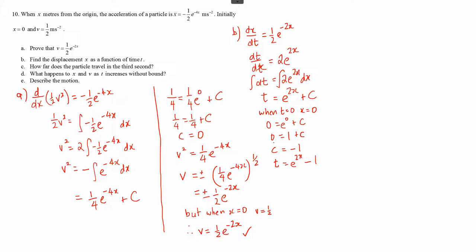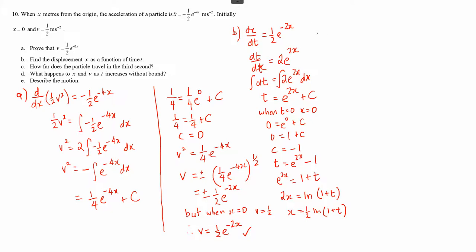Now I'm going to make x the subject of this equation. I take the minus 1 to the left hand side, and that gives me e to the 2x equals 1 plus t. Then we take the log base e of both sides, and that gives us 2x equals log to the base e of 1 plus t. And we divide both sides by 2. So now we've got an expression for the object's displacement in terms of time.